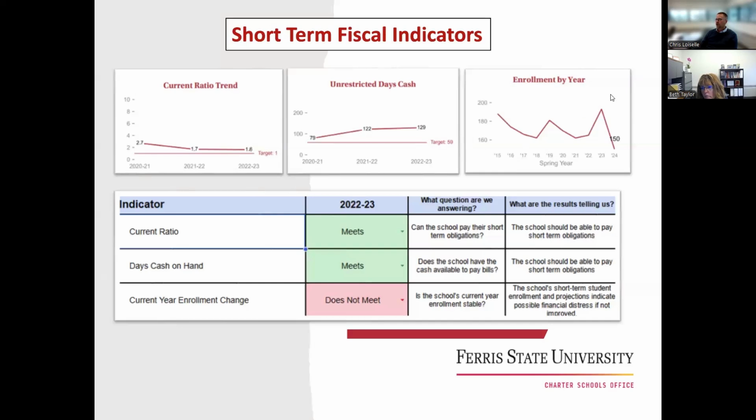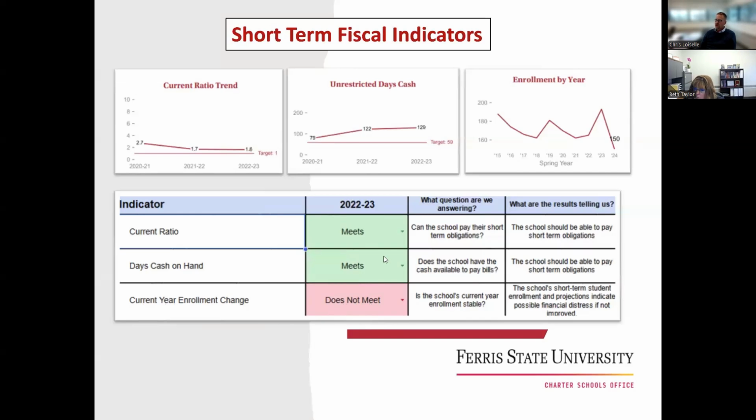The other area we look at is current enrollment. So in this case, the school dropped from, it looks like, 190 to 150. Now, obviously, you're all aware that significant declines in enrollment could cause a pretty significant financial crisis for the school. So this is an identified area that we have a concern, and you can see this school did not meet our KPI for current year enrollment change because of this decline in enrollment. That's greater than 5%.